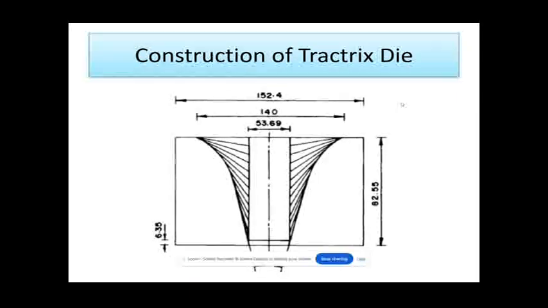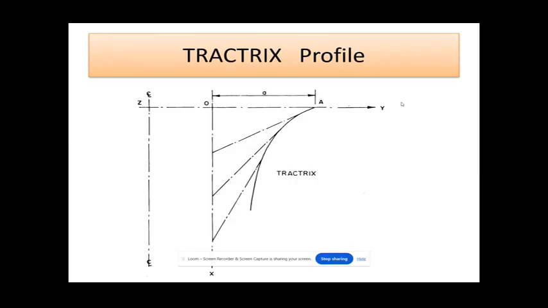This figure shows how the Tractrix die can be constructed. If you draw a tangent from the Tractrix curve to the punch diameter, it is of constant length. This figure shows how the Tractrix profile can be obtained. If you draw a tangent from the Tractrix profile to the diameter of the punch, it is of constant length.